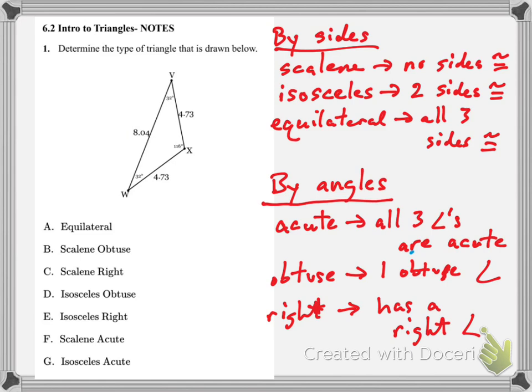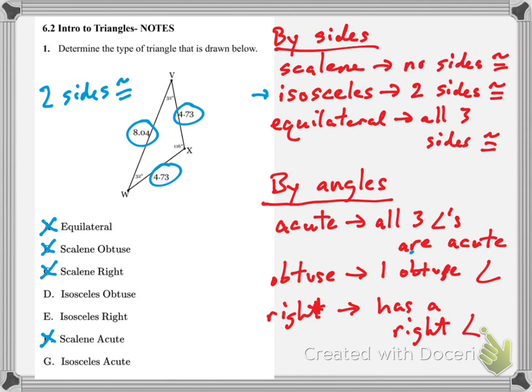So if I look at this picture, let's look at the sides. Okay, so here's my sides. Okay, so I have 2 sides congruent. Okay, so what that tells me, 2 sides congruent, is it's isosceles. Okay, so that's out, that's out, that's out, isosceles, that's out. So I'm down to 3 choices because I know there's 2 sides congruent.